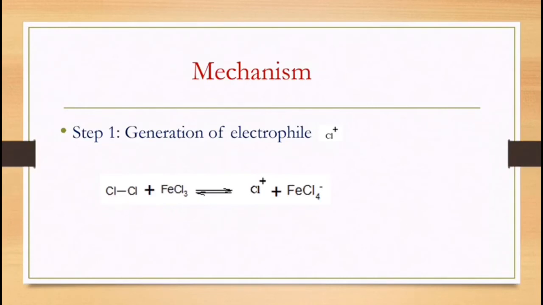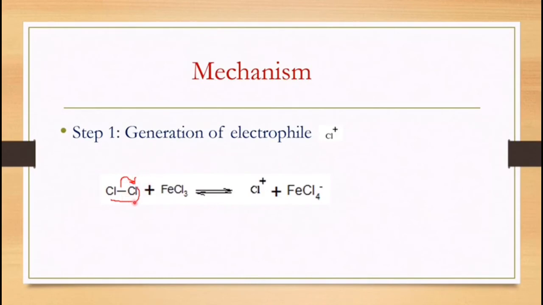Here the Cl-Cl bond will be polarized. So one Cl will act as the electrophile and the other Cl will act as the nucleophile. So if this chlorine is the nucleophile, then the bond electrons will be shifted towards this chlorine atom. If this chlorine is the electrophile, that electrophile will lose the electron to this nucleophile. So it will form Cl plus and Cl minus.